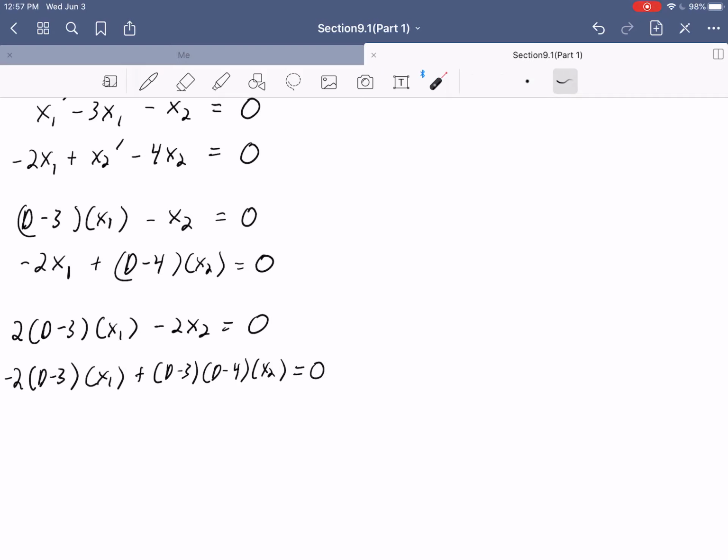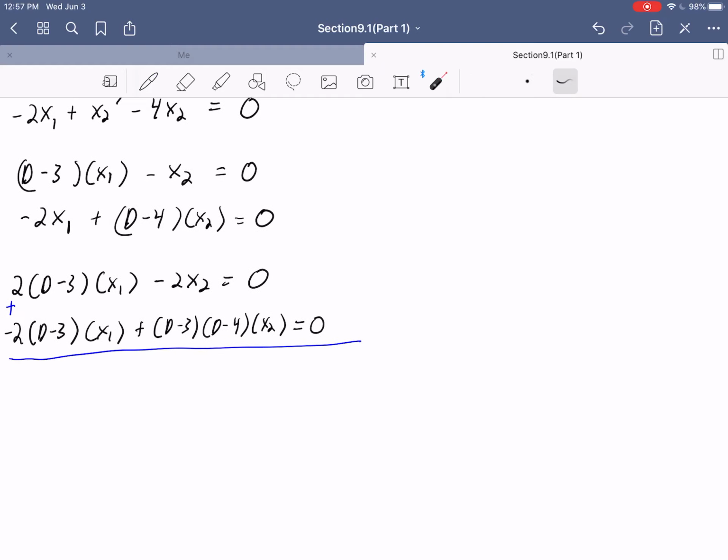Now, with this, we can go ahead and use standard elimination and add these equations together. Notice that these components are just going to drop out. So what do we get as a result then? Well, we're going to get minus 2x2 and then plus (D minus 3)(D minus 4) x2 equals 0.